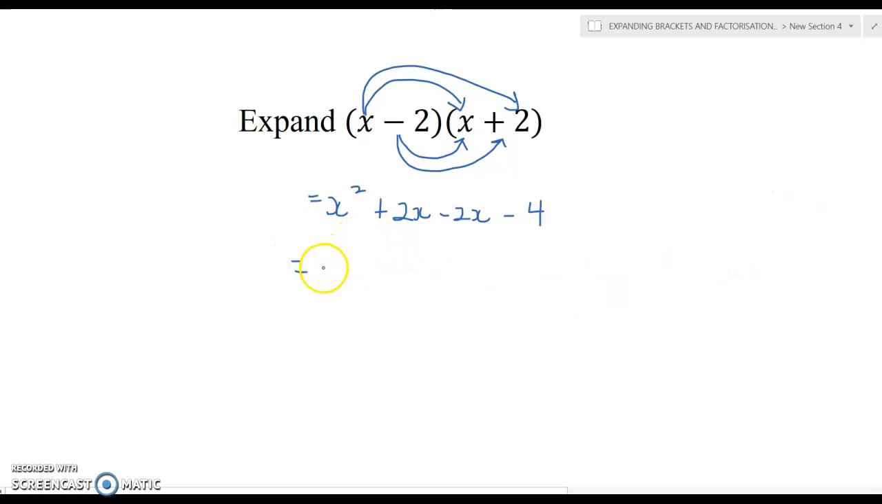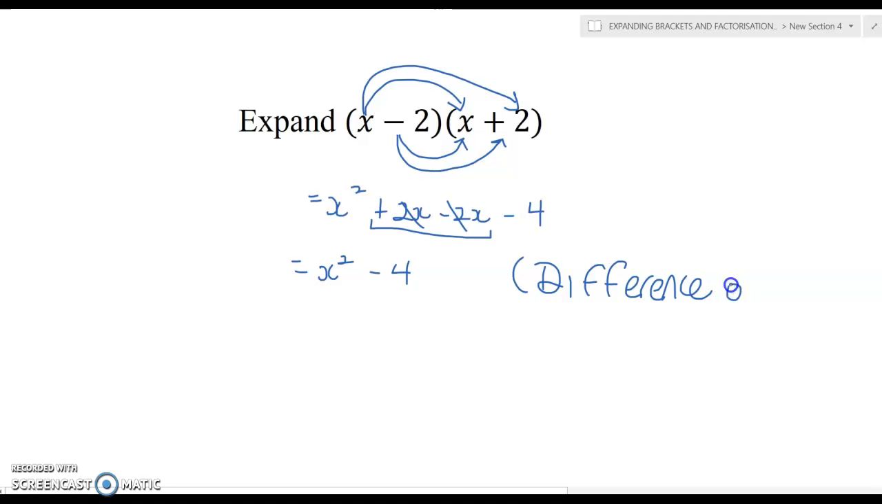And now let's just simplify. So we're going to get x squared. Now plus 2x minus 2x, that's going to cancel out. And that's really 0, right? So you're going to remain with x squared minus 4. And as I said, this is difference of two squares. And you will meet this when we do factorization a little bit later on, right? So again, the questions are fairly easy. It's just all about practice, as with everything else in maths, right?